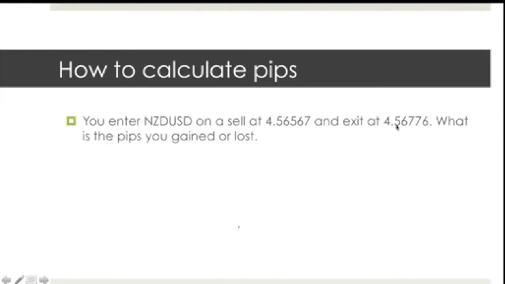0.56567, but it went up to 0.56776. So the market went up and not down, all right? On a sell, you want it to go down, so you lost. That sucks. Wah, wah, wah. It's all a part of the game, guys. You got to learn how to take a loss like a champ, all right? And I'll teach you that.